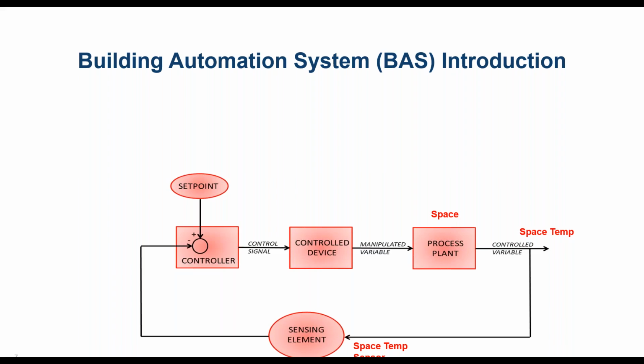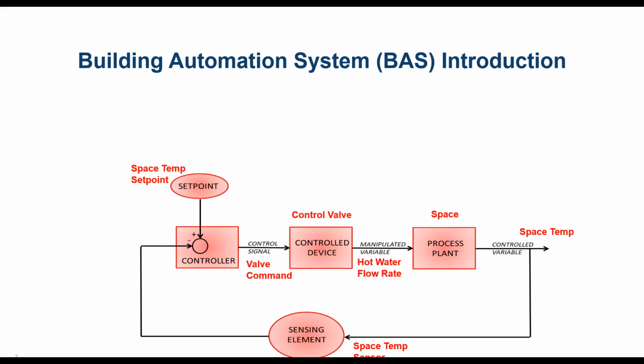Now, the controller is the brains of the operation. It's comparing that sensed temperature to some desired space temperature set point. And based off of whether or not the sensed temperature is above or below set point, it's going to send some sort of control signal to a control device. So for example, if we're below space temperature set point by a couple degrees, that controller might know to send a control signal in the form of a command being sent to a control valve to open up a bit more, to provide more heat to the space.